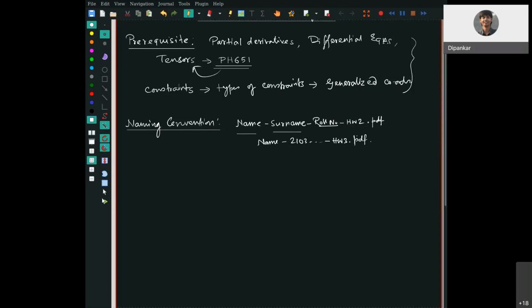For those who have already submitted for this homework one, you do not need to do anything. But from now on, keep this in mind. Whenever you are naming your file, name your PDF file following this particular format. And there are no spaces in between. So name hyphen, there is no space anywhere. So the hyphen plays the role of a space. Okay.